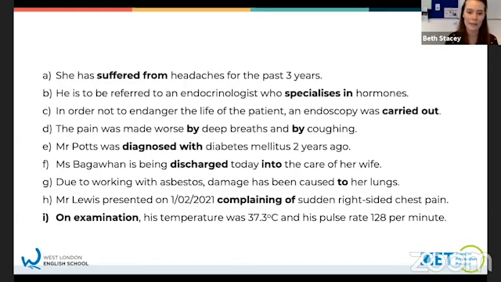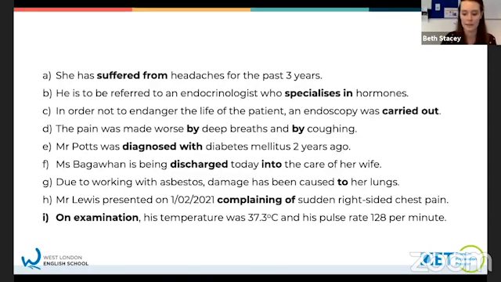And our final one, it's a little bit different to the others, but it's on examination. And this is a really nice, concise way of saying, I have examined, or someone has examined the patient and this was the result. So all it needs is on examination and then a comma and then what was the results.